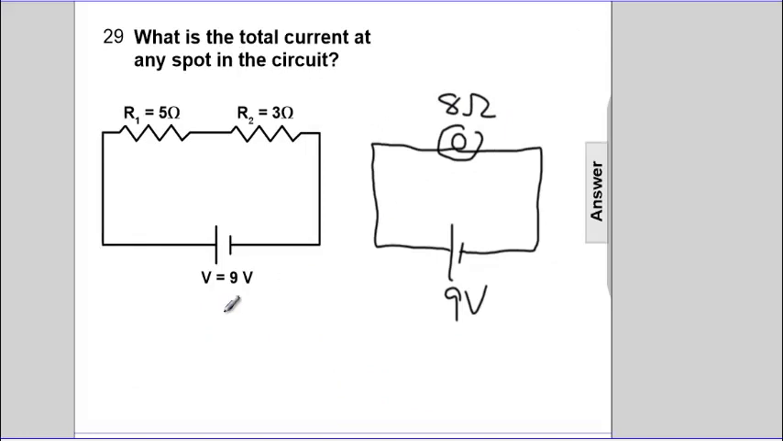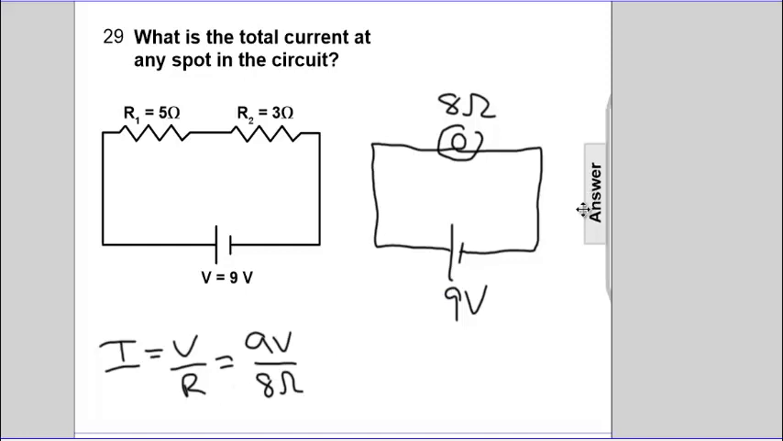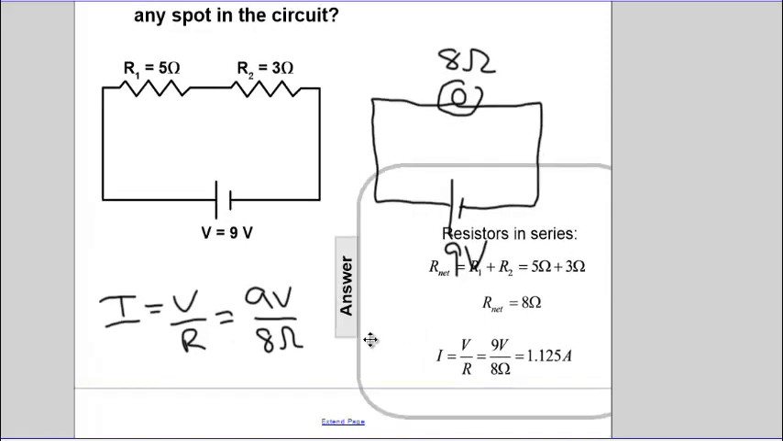So to find the current, we'll use Ohm's law. I is V over R, and the voltage applied is 9 volts divided by the resistance, 8 ohms. 9 over 8 is 1.125 amps. And what this means is that the current anywhere is always going to be 1.125 amps.